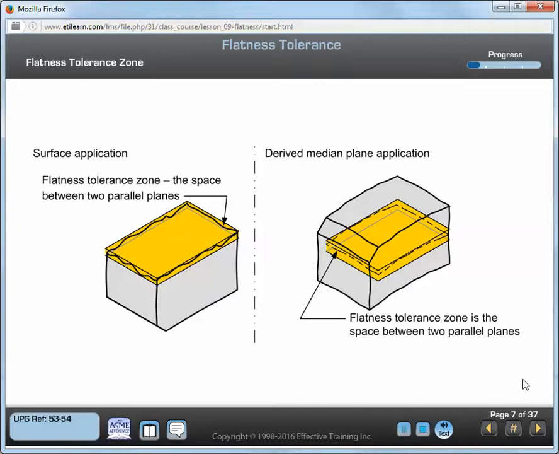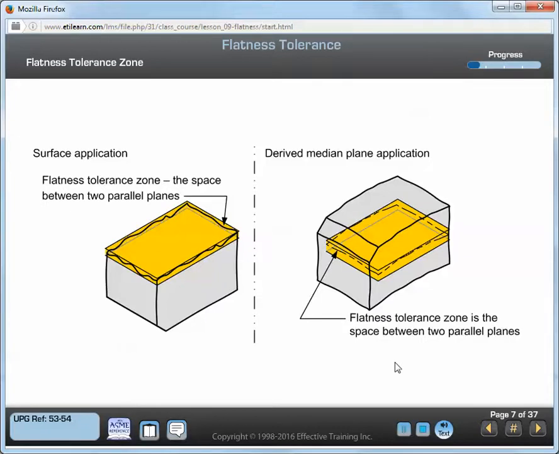If a flatness tolerance is applied to a feature of size at MMC, the tolerance zone can be viewed 2 ways. As 2 parallel planes within which the derived median plane must be located, or as a virtual condition boundary that the feature of size may not violate. In this course, we'll use the virtual condition boundary interpretation.